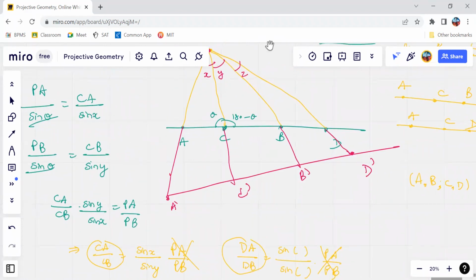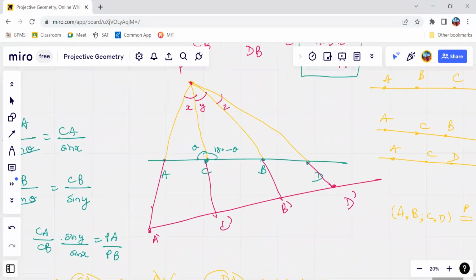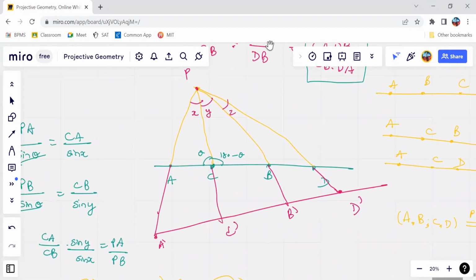So beyond this, we will essentially not use trig much. We'll just use the fact that you can take perspectivity through P. And when you're changing this cross ratio from this line, in this case this green line, onto this pink line, it's called projecting. So you're projecting through P. So when you project through P, you're sending A to A dash, C to C dash, B to B dash, and D to D dash.